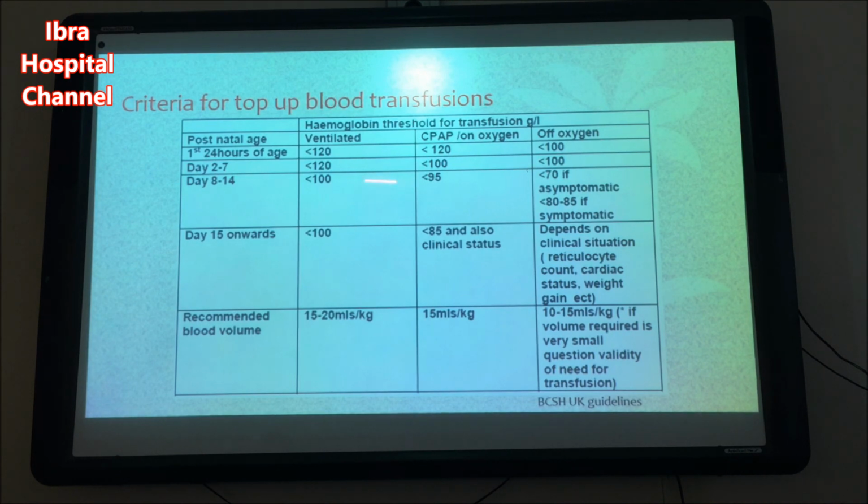But then in the first week, that continues the same, unless he is ventilated. Then, because ventilated is more sick, you have to transfuse at a higher threshold. And so on. This is just general guidelines, but once he has passed the first week, then you can go as low as 70 if he is asymptomatic and there are no other risk factors. This is just one example from the UK.